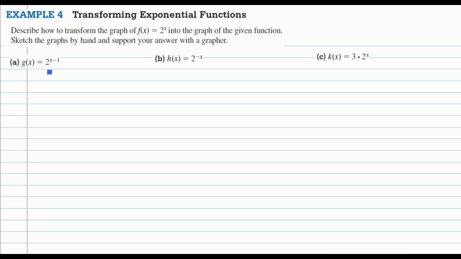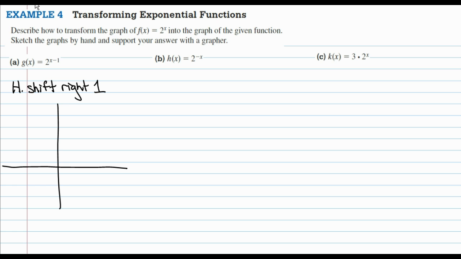So here's your base of 2 to the x minus 1. Well, I know that the original function is 2 to the x, because the original problem says that. So the minus 1 is in the exponent with the x, so that is a horizontal change. That is a horizontal shift. Now since I'm subtracting, that's going to move it right 1. Horizontal shift right 1.